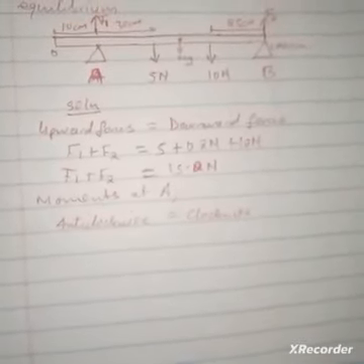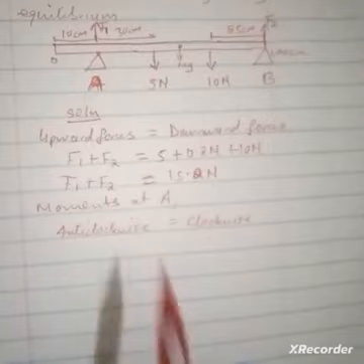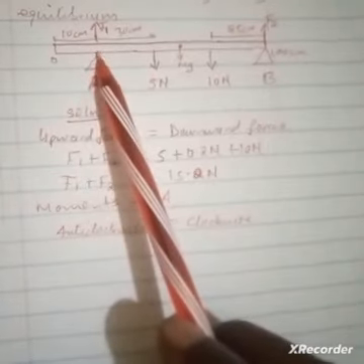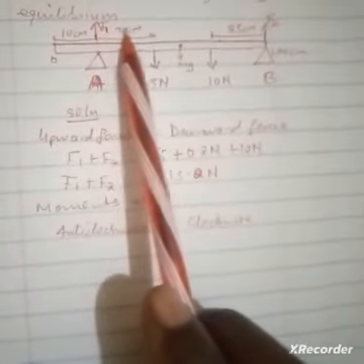Yeah. So tukiangalia at point A, what are the forces which will bring the anticlockwise moments? Tukiangalia at point A, the force that will bring anticlockwise is F2.